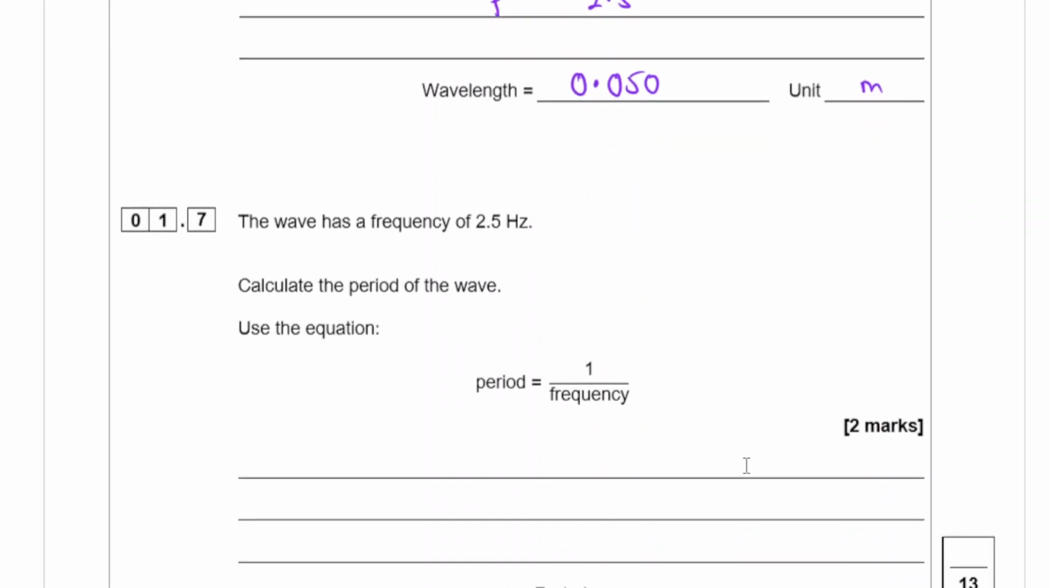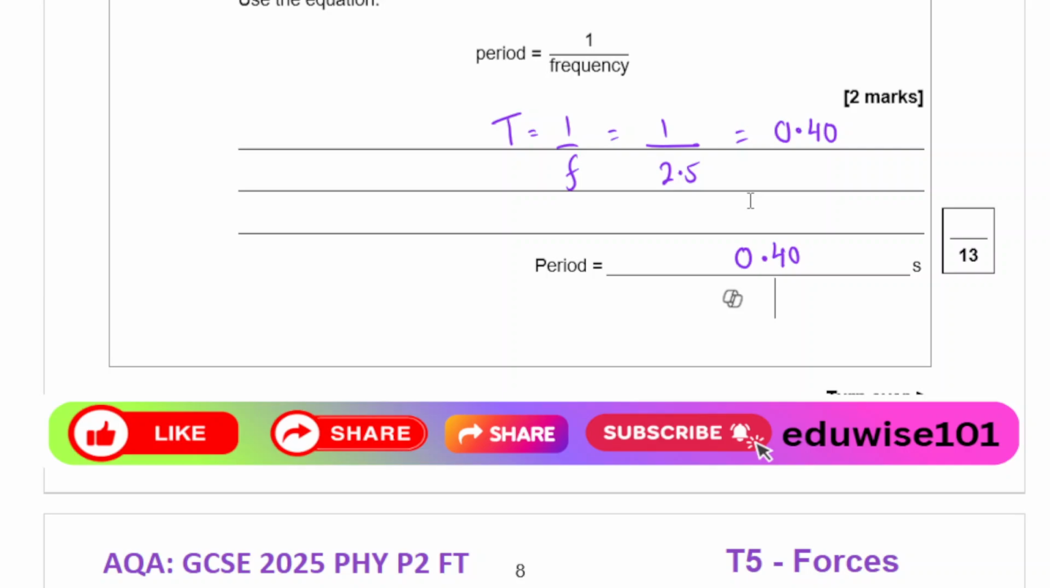The wave has a frequency of 2.5. Calculate the period of the wave. Period or time period is capital T, is equal to 1 over f for frequency. 1 over 0.05 will give me, oops, no, I've written the wrong value. It's not the wavelength. We need to write down the frequency, which is 2.5. 1 divided by 2.5 is 0.40. 0.40 is the answer. That brings us to the end of this question, and I will see you in the next question.